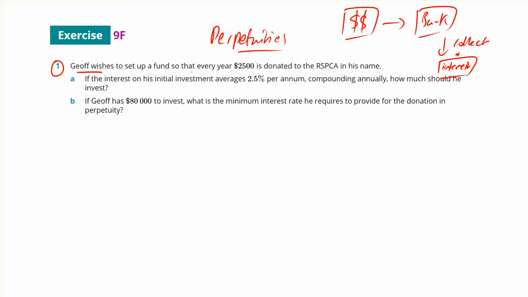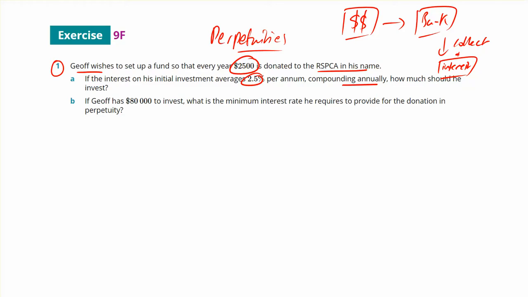Jeff wishes to set up a fund so that every year $2,500 is donated to the RSPCA in his name. So he has a charitable heart. He wants to donate $2,500 to an animal organization. If the interest on his initial investment averages 2.5% per annum, compounding annually, okay, great. So we don't need to worry about months or weeks or fortnights. We're just worrying about years, and it's 2.5% per year. How much should he invest?